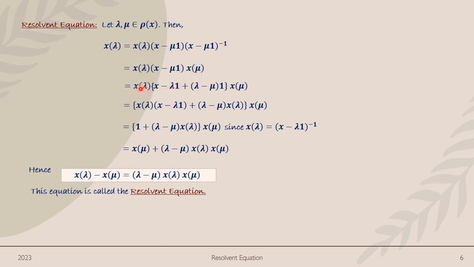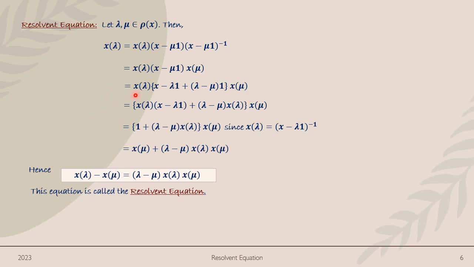That is x of lambda, x as it is, minus mu 1. Now we add and subtract lambda into 1. So we are adding lambda 1 and subtracting lambda 1, keeping minus mu 1 as it is. If you expand this, clearly the minus lambda 1 plus lambda 1 cancel to give x minus mu 1, the same thing. So x minus mu 1 is written as (x minus lambda 1) plus (lambda minus mu) into 1, into x of mu as it is.